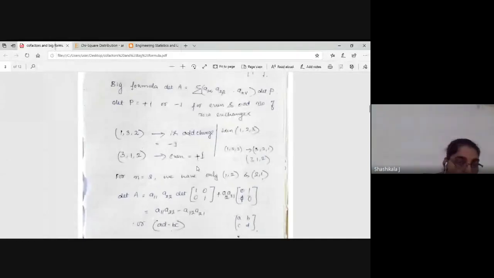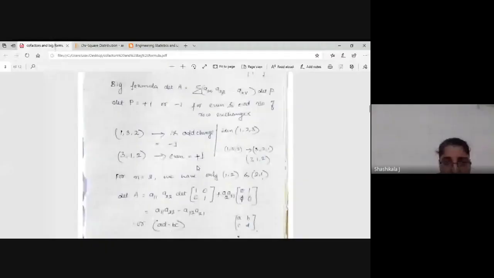Later when you understand this problem, you will find out what these column numbers are. 312: how do you get 1, 2, 3? What are the changes? I will exchange this 1 and 3, so it is 1 and 3 that I exchange. There is one odd change. So then I will get -1.